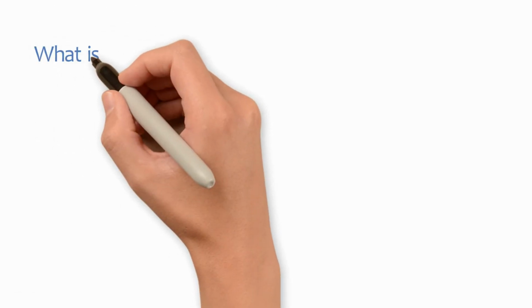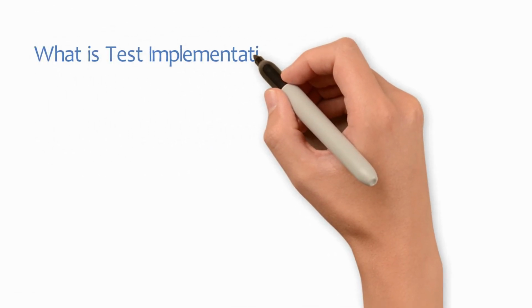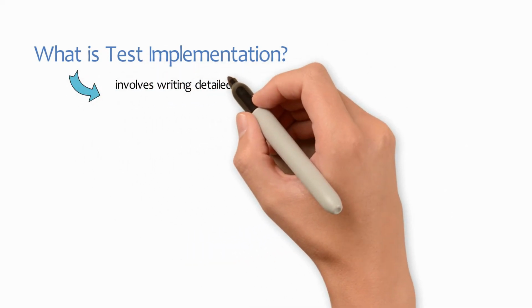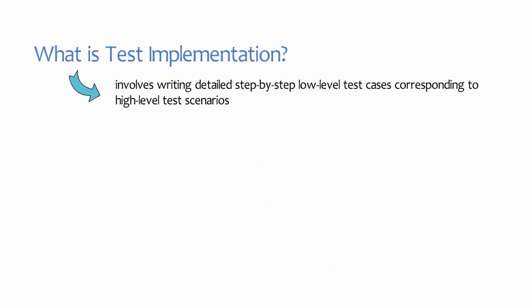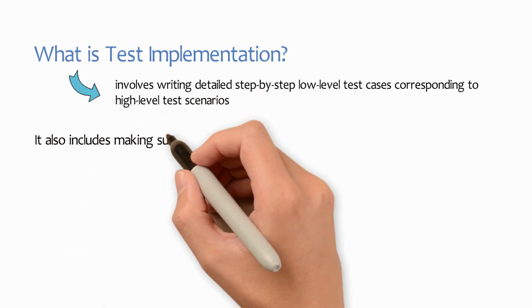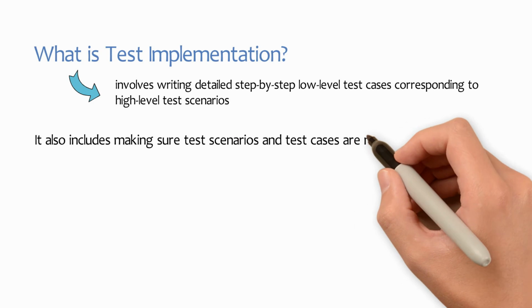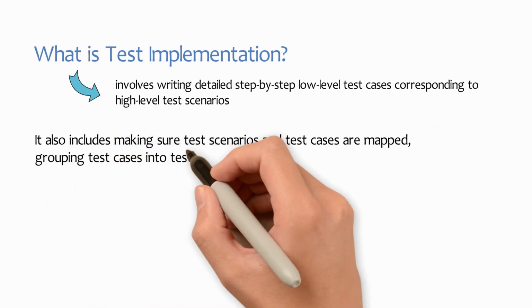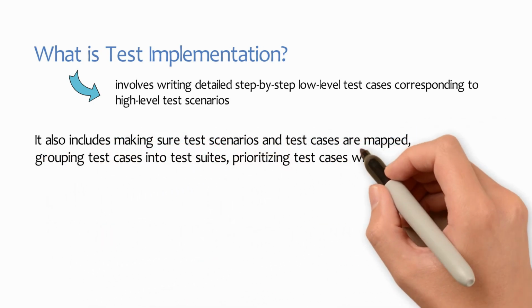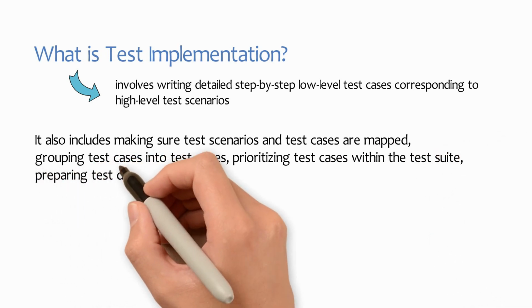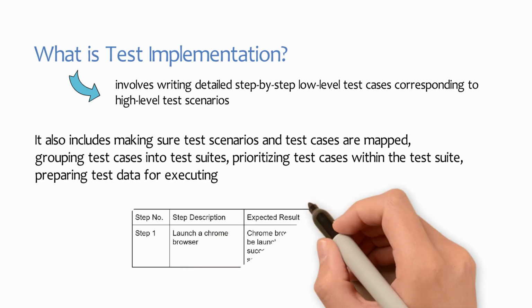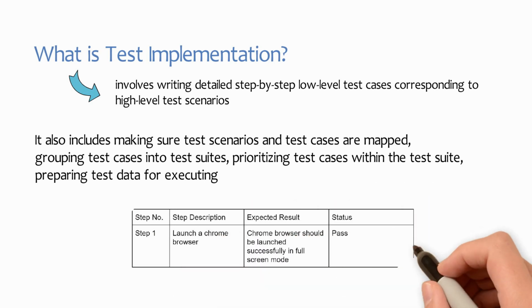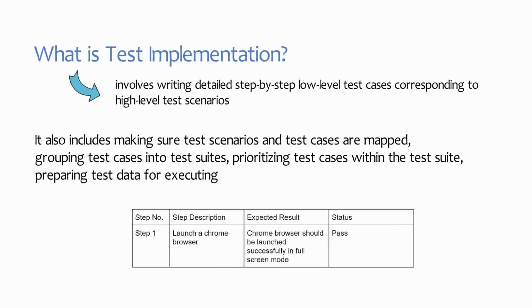The next one is test implementation. Test implementation involves writing detailed step-by-step low-level test cases corresponding to high-level test scenarios. It also includes making sure test scenarios and test cases are mapped, grouping test cases into test suites, prioritizing test cases within the test suite, and preparing test data for execution. This is the structure of a very basic test case. It will have step number, step description, expected result, and status.